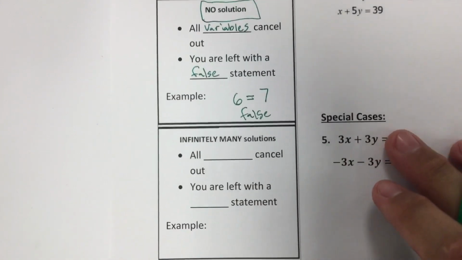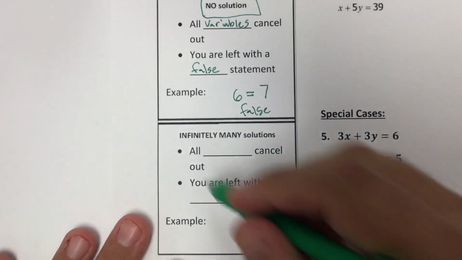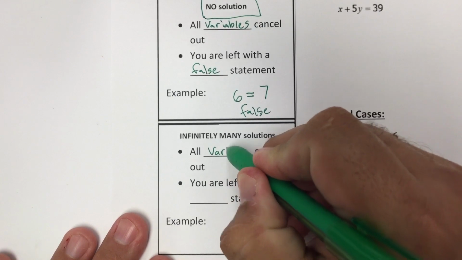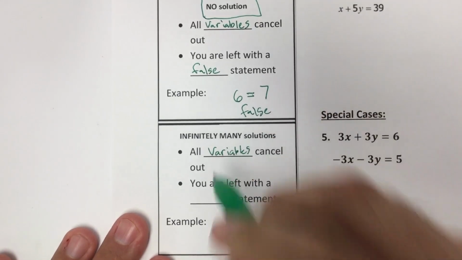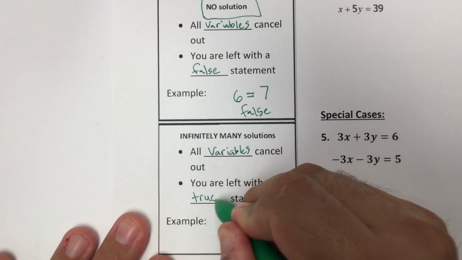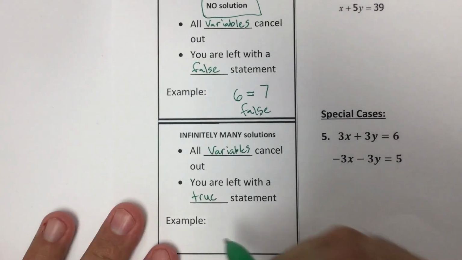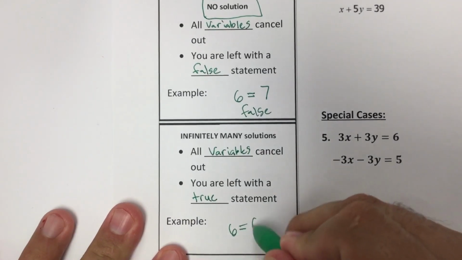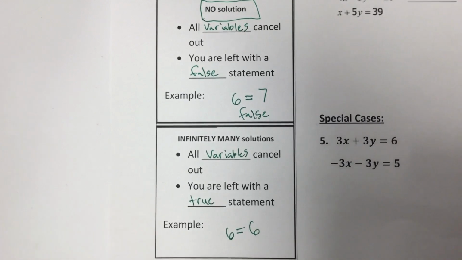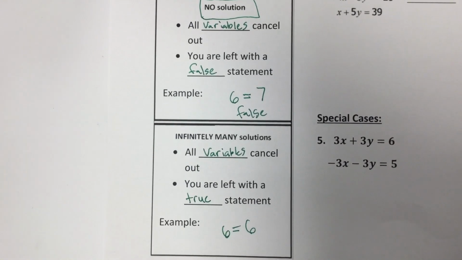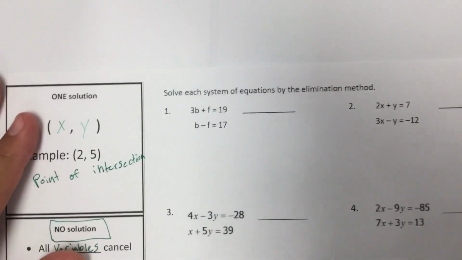Then you have IMS, infinitely many solutions, very similar to the one before. All of your variables are going to be canceling out again, but this time you're going to be left with a true statement. So your x's and y's disappear, and you're left with 6 equals 6. Okay, that's a true statement, so therefore you have IMS. Basically what this is saying when you get to this situation is they're the exact same line, okay? So let's do some practice problems here.